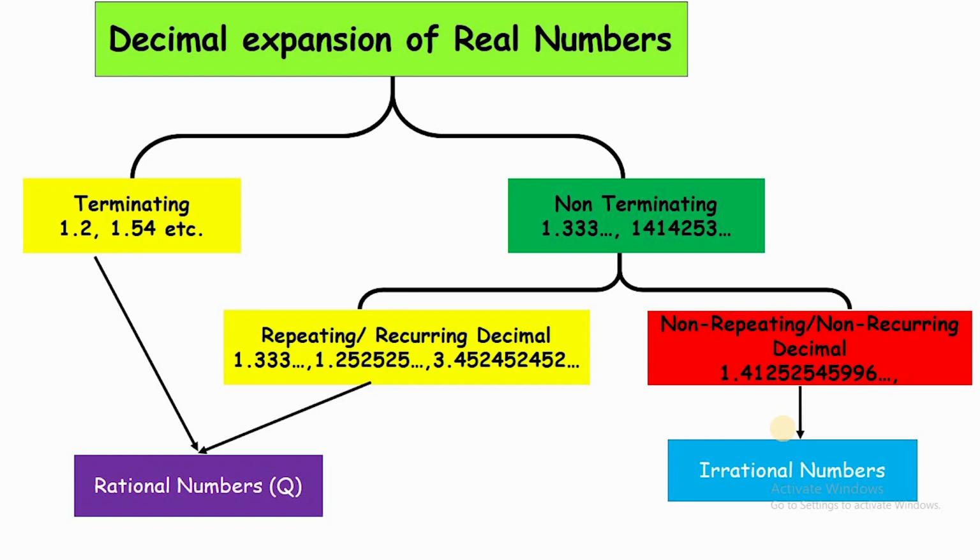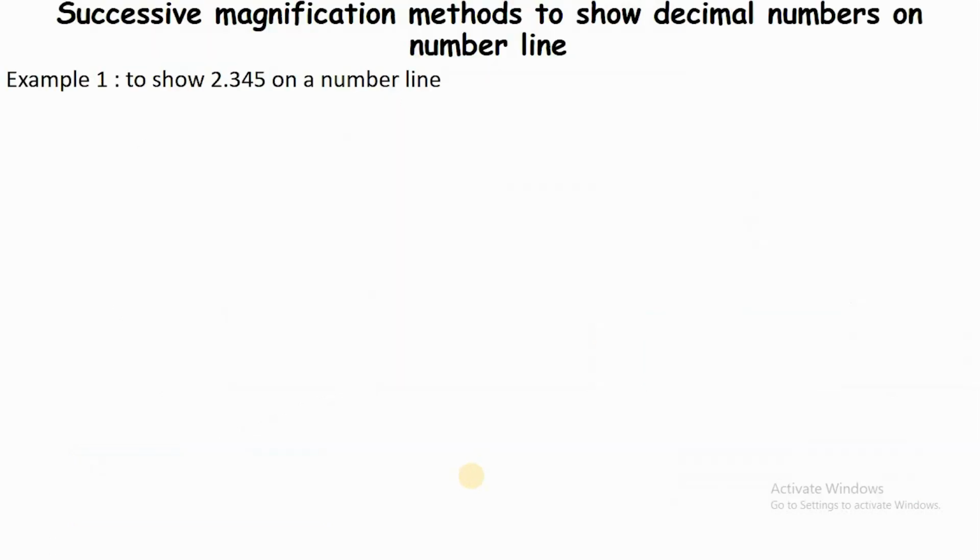Therefore, we can conclude that irrational numbers will have non-terminating and non-recurring decimal expansions, whereas rational numbers can have two conditions here: they can have terminating decimal expansions or they can have non-terminating repeating decimal expansions. Now in the next one we are going to see the successive magnification method to show decimal numbers on the number line. Let's take an example 1, that is to show 2.345 on a number line.